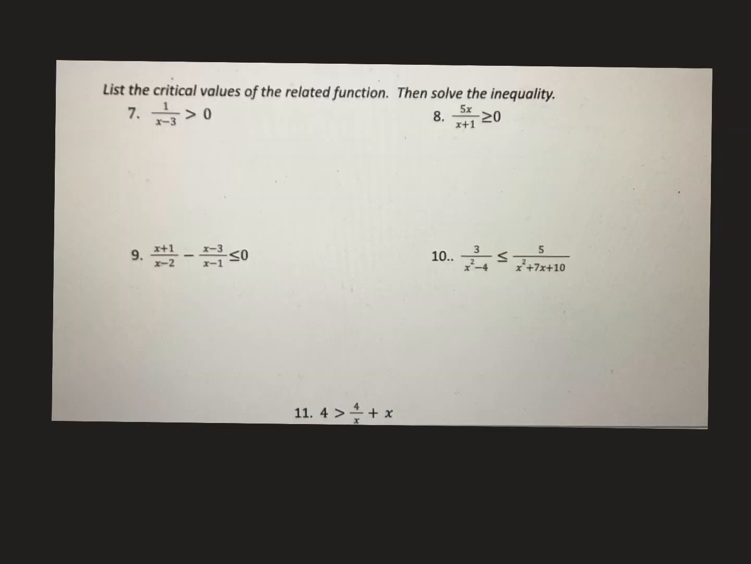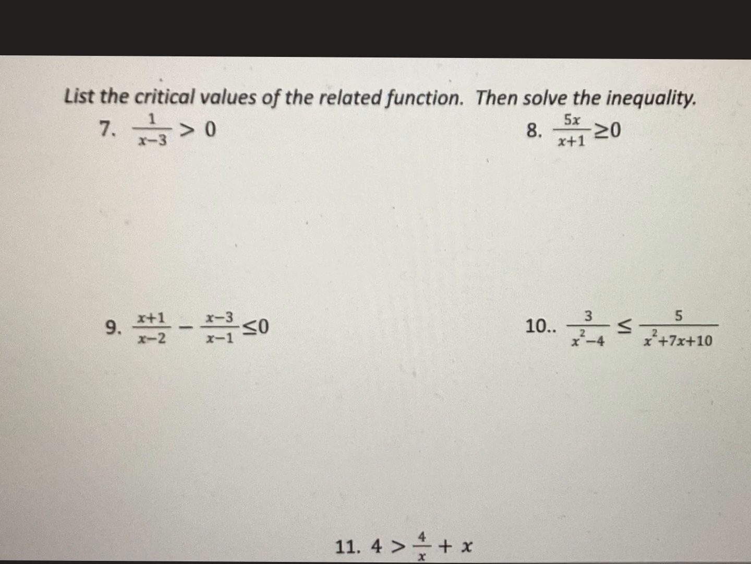All right, number 7 and 8, 9, 10, 11. Find the critical values. Now 7 and 8 need to be pretty quick. There's not much work here. The only critical value for 7 is 3. If I plug in 100, I would get a 1 on the top and a positive on the bottom, so I get plus and minus. I'm looking for positive, so I'm just going to put 3 to infinity in parentheses because there's no equal sign.